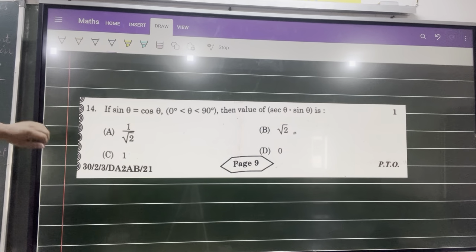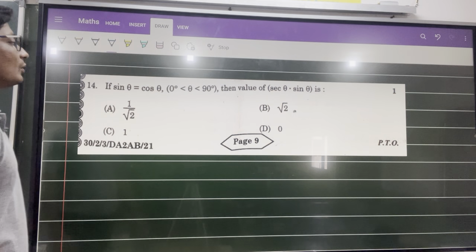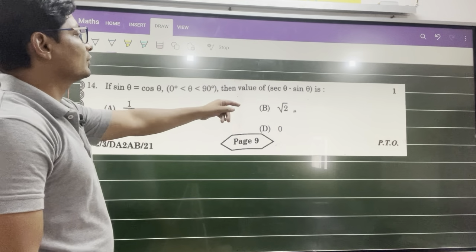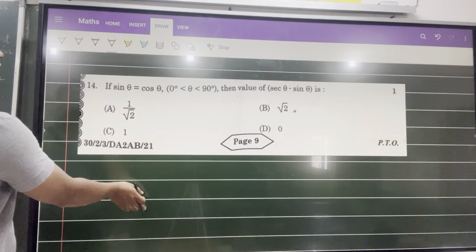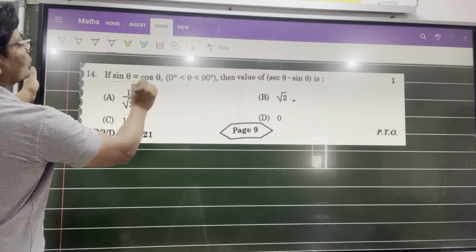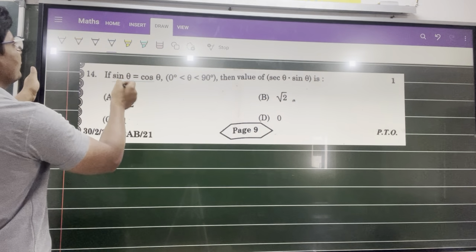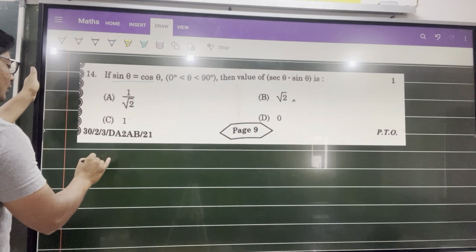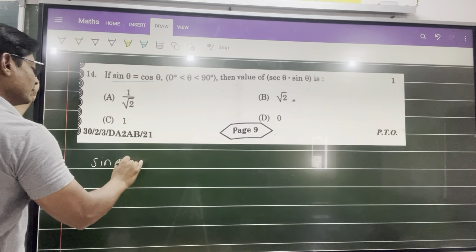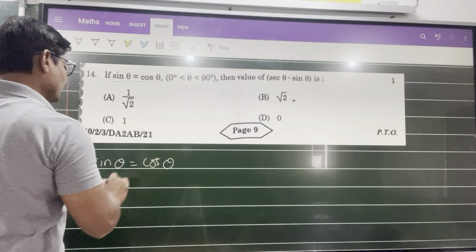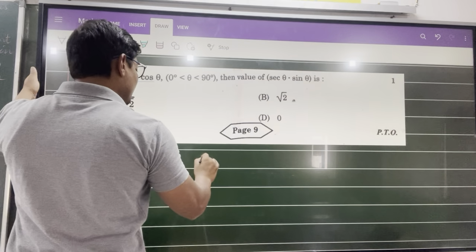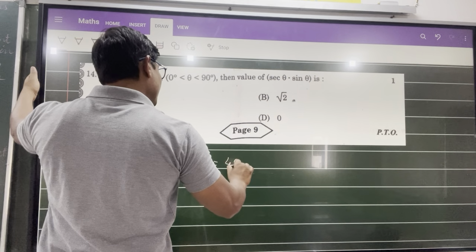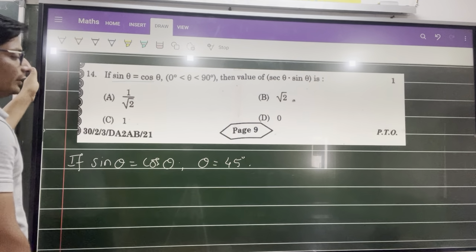So the next question, the 14th question, is: if sin theta equal to cos theta, with the range given for theta, then the value of sec theta into sin theta is. Very simple question, because we know that when sin theta equals cos theta, each is 1 by root 2, so it means that theta equals 45 degrees. Okay, so then only it will be equal.